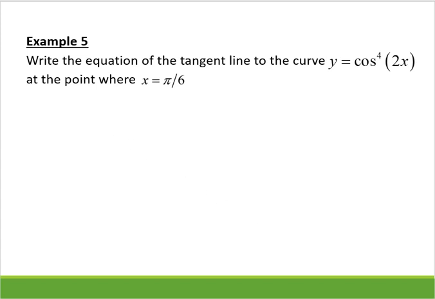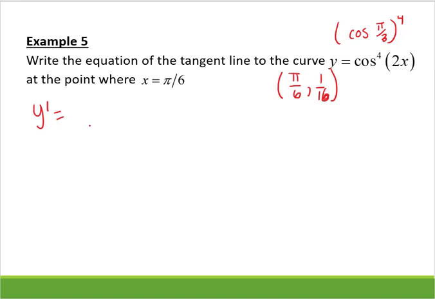So our next example here, equation of the tangent line. So for the equation of the tangent line, I need the slope, which is a fancy way of saying derivative. I need a point. I know my x-coordinate is pi over 6. Plug in pi over 6. I get the cosine of pi over 3 to the fourth power. Okay, cosine of pi over 3 is 1/2 to the fourth power is 1/16. Okay, so now I need to find my derivative.